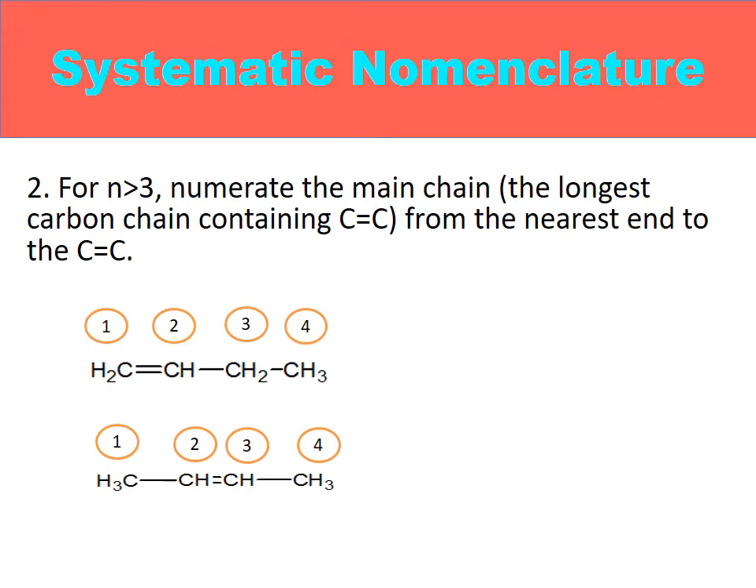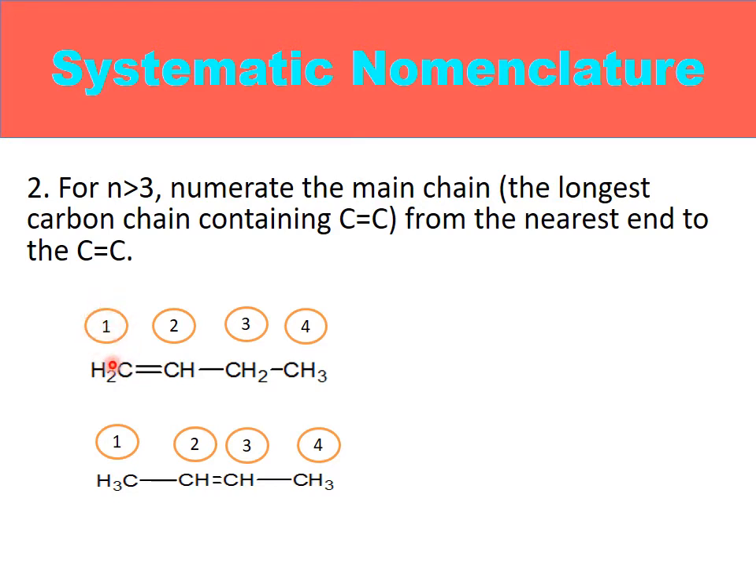The second rule is related to a chain that contains more than 3 carbon atoms, for n greater than 3. In this case, you should localize the position of the functional group, which is here represented by the double covalent bond. To represent the functional group in the name of an alkene, you should enumerate this chain in such a way that the carbon atom holding the functional group, the double covalent bond, receives the lowest number.